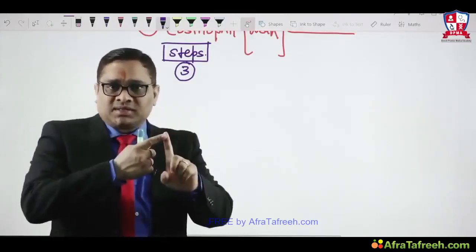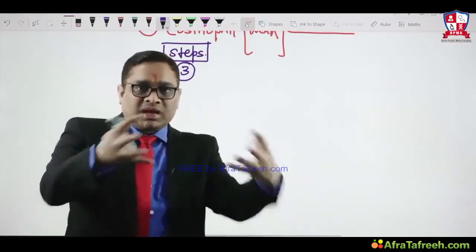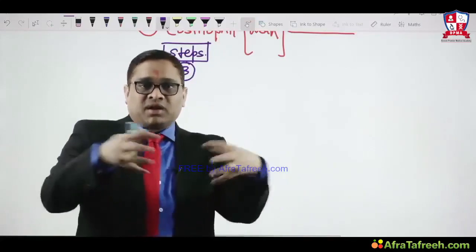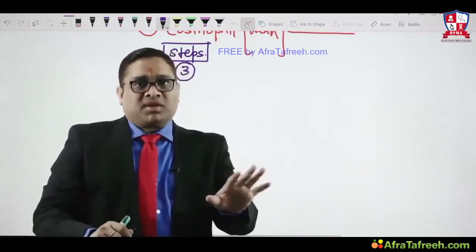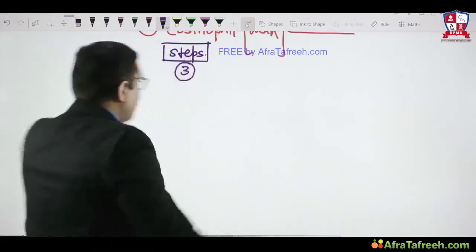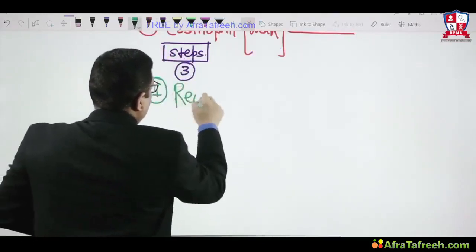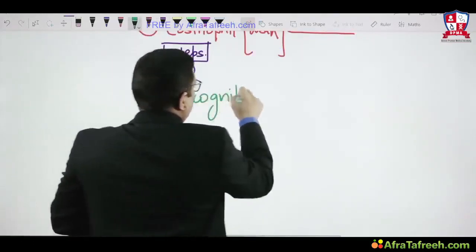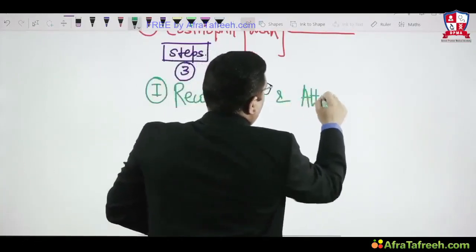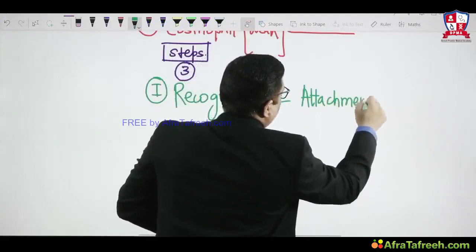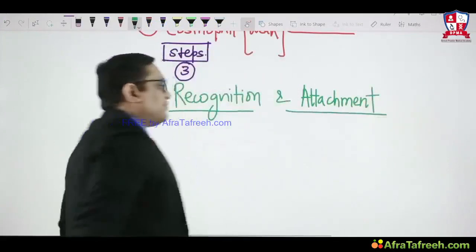First they will recognize, then they will attach to the bacilli, number 1. Then they will engulf them, number 2. And after engulfment, they will kill them and then degrade their dead body, number 3. So these are 3 steps. We will see them one by one. Number 1 is called recognition and attachment.